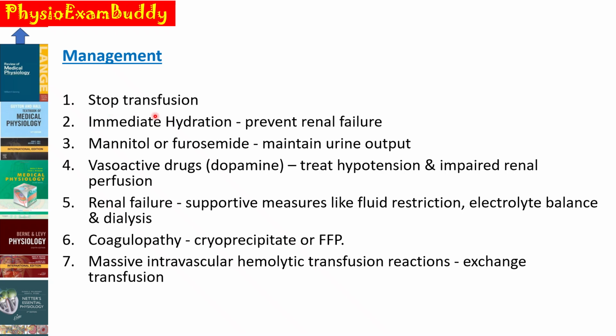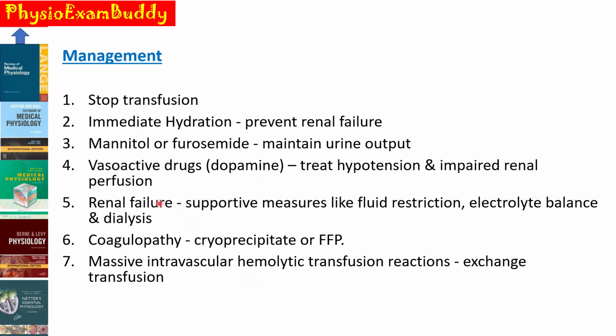First of all, you have to stop transfusion. Then immediate hydration will prevent the renal failure. Drugs like mannitol or furosemide can be given to maintain the urine output, and for treating hypotension as well as impaired renal perfusion, you can give vasoactive drugs like dopamine.